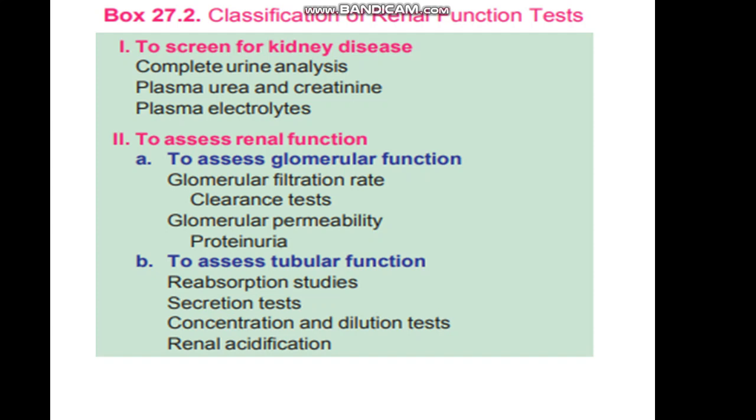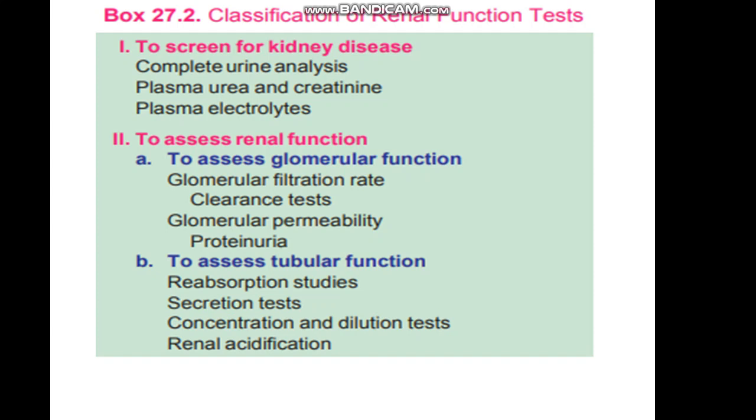The first one is to assess glomerular function. This glomerular function is most important. The glomerular filtration rate, and the second is clearance test. For this, clearance test is done. Glomerular permeability is the second one. Third one is proteinuria.